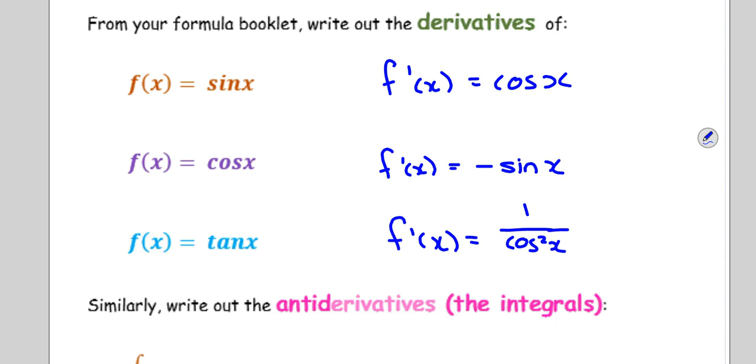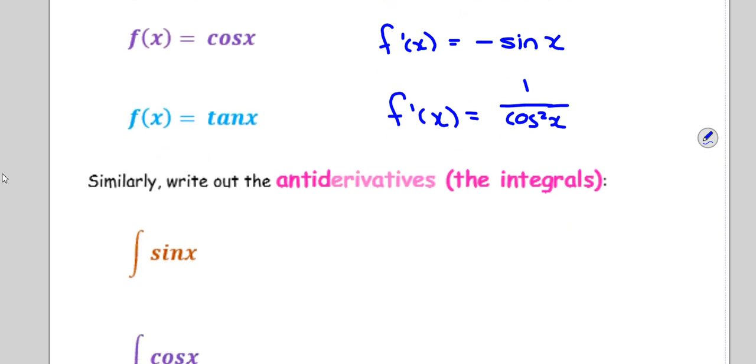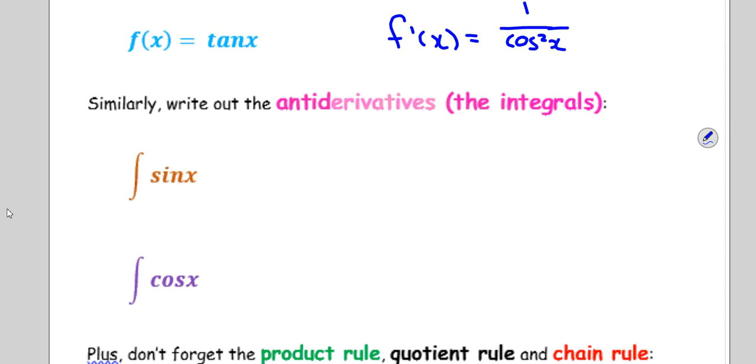The reasoning behind the first one, f dash x is negative sine x, has to do with horizontal shift. And the proof for this one has to do with trig identities and the quotient rule. I'm bothering to do proofs for those ones because it's actually good practice of those things. Similarly, write out the integrals for those ones.